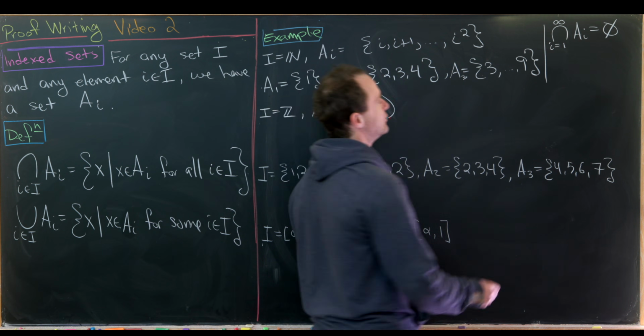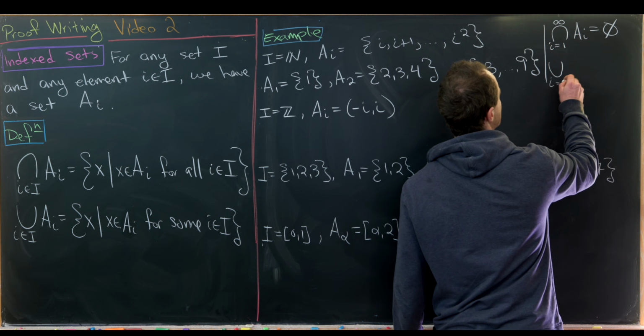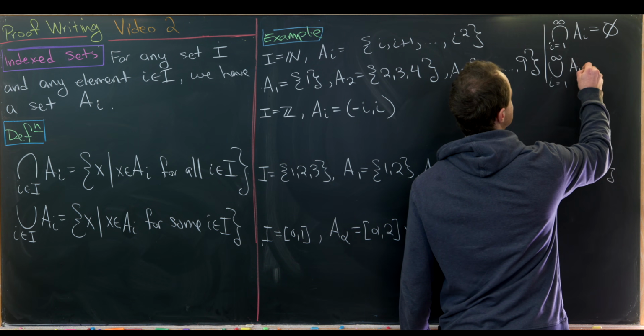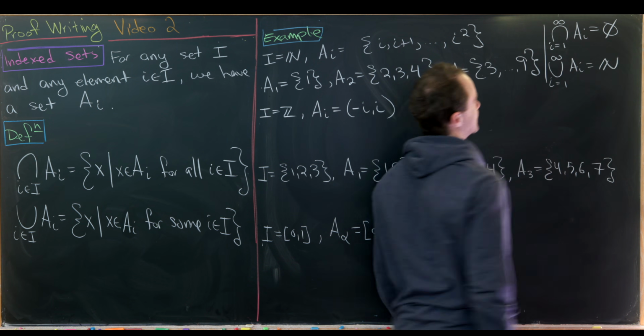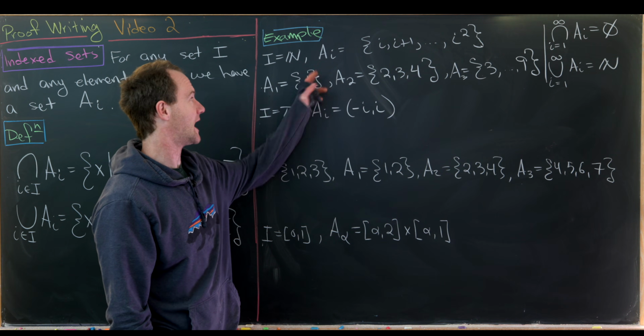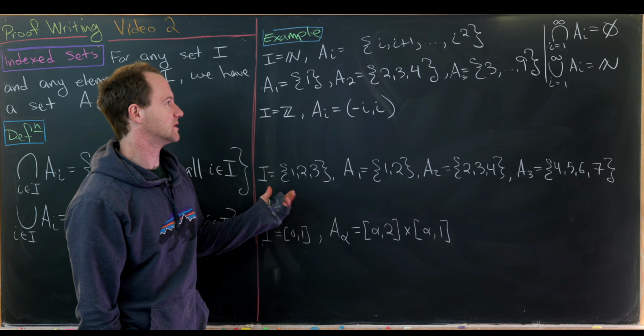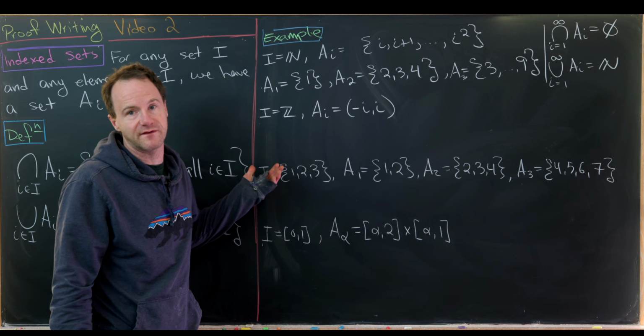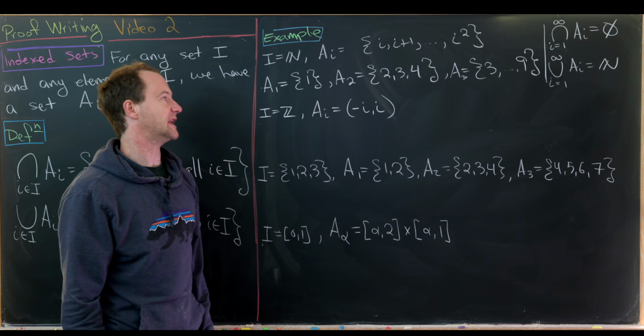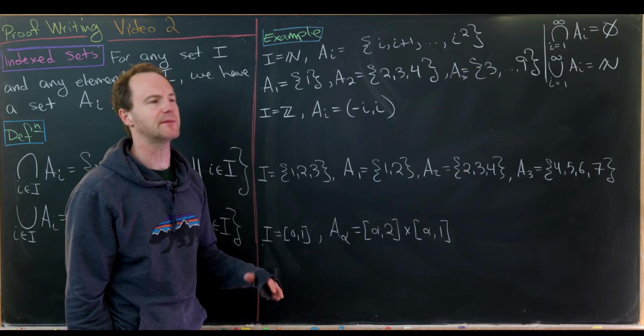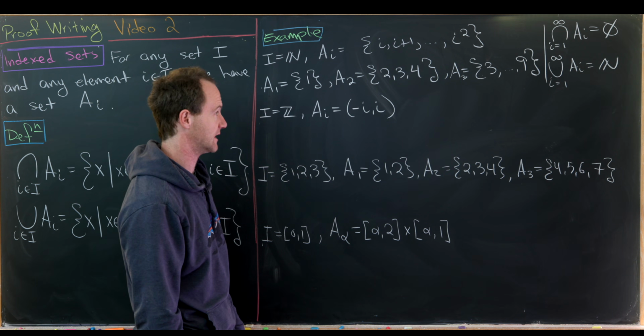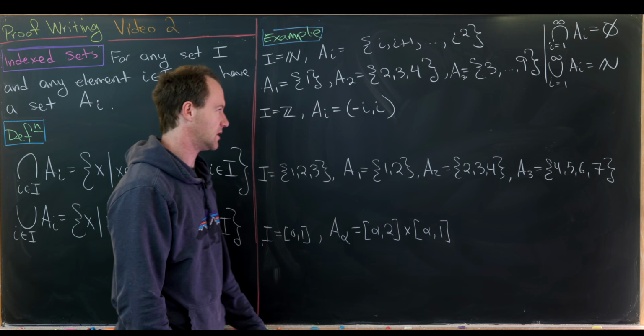And then what about the union? Well, I think it's pretty clear here that the union is just going to be all natural numbers. And that's because the number I is in A sub I. So let's say we want 45. Well, 45 is going to be in A sub 45. It's going to be in something else, but it will be in A sub 45. So that allows us to get all of our natural numbers.